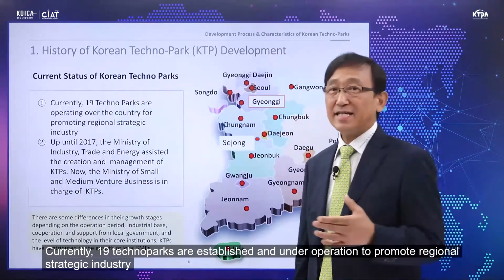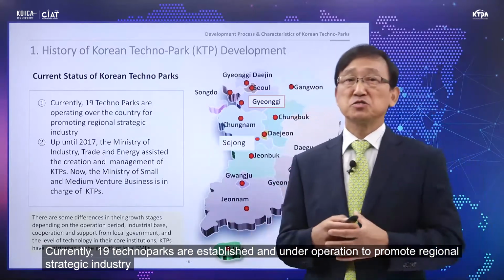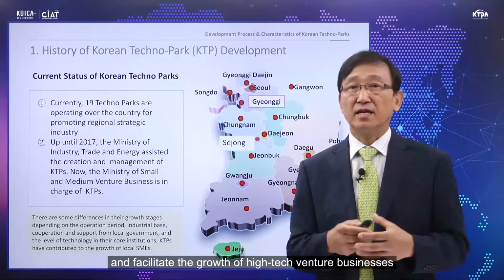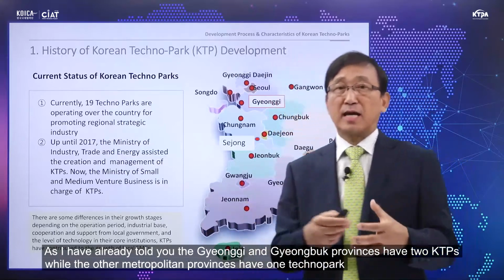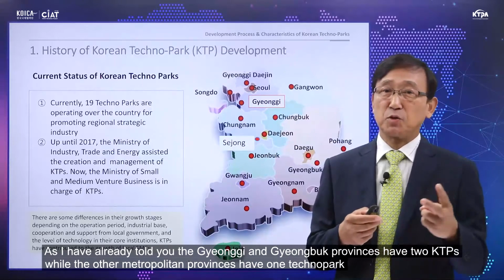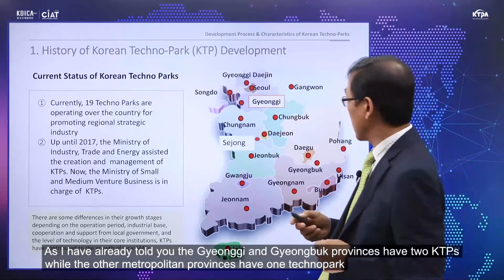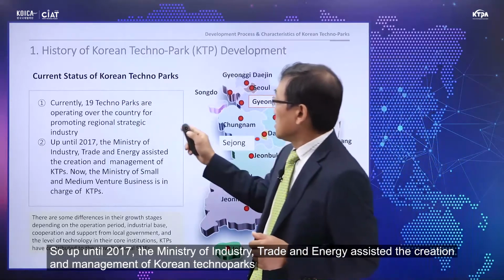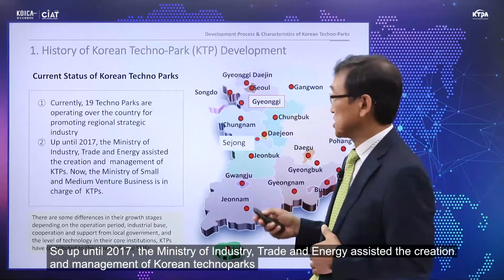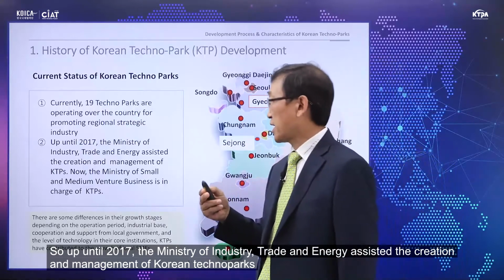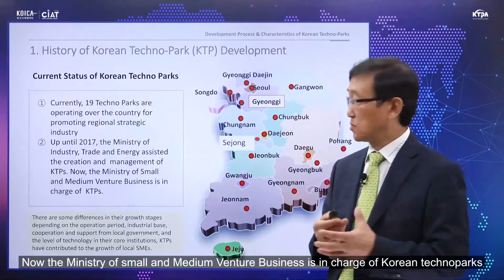Currently, 19 technoparks are established and under operation to promote regional strategic industry and facilitate the growth of high-tech venture businesses. As I already told you, the Gyeonggi and the Gyeongbuk provinces have 2 KTPs, while each one of the other metropolitan provinces has one technopark. Up until 2017, the Ministry of Industry, Trade and Energy assisted the creation and the management of Korean technoparks. Now, the Ministry of Small and Medium Venture Businesses is in charge of Korean technoparks.